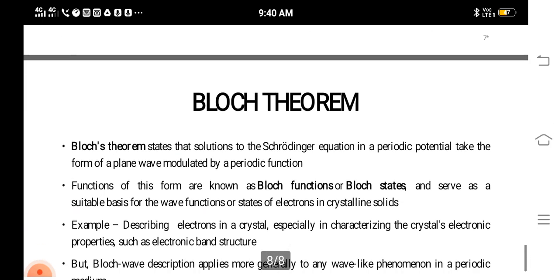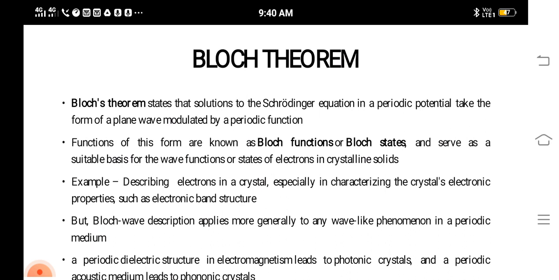From this band theory or Bloch theory, we have a theorem called Bloch theorem. Bloch theorem states that the solutions to Schrodinger's equation in a periodic potential take the form of a plane wave modulated by a periodic function. Functions of this form are known as Bloch functions or Bloch states, and serve as a suitable basis for all the functions or states of electrons in crystalline solids.